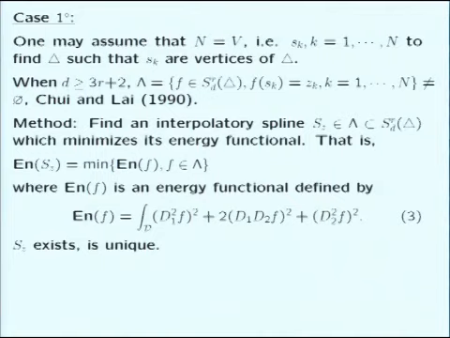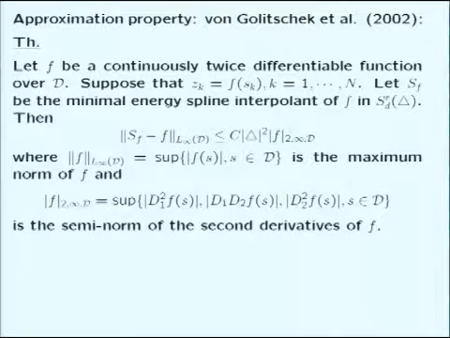Okay? So this is the energy functional. It's very similar to the 1D case. And then it can be proved that this exists and it's unique, and it has a nice property that, again, under some technical assumption, the interpolatory spline that minimizes this energy functional is close to F in L infinity norm, again related to the maximum length of the triangulation.